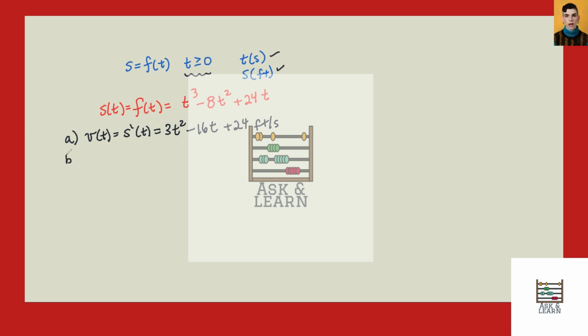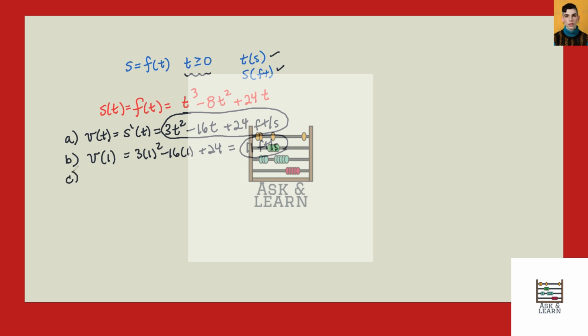All right, so in part B, we want the velocity at 1 second. So that would be just what happens when you plug in 1 for t. So we'll go ahead and plug in 1. And that will give us 3 minus 16 plus 24, or 11 feet per second. So I'll just box our answer so far.